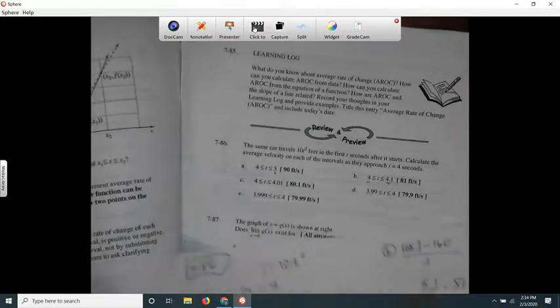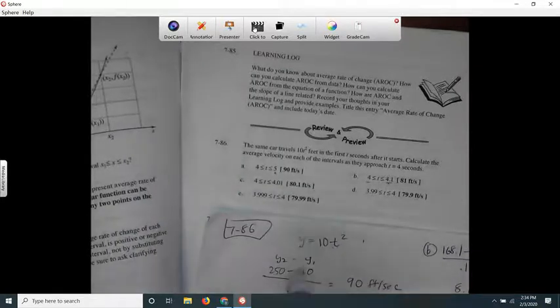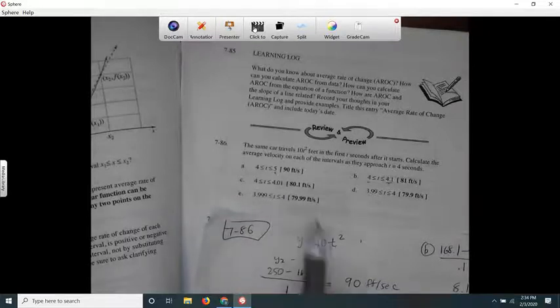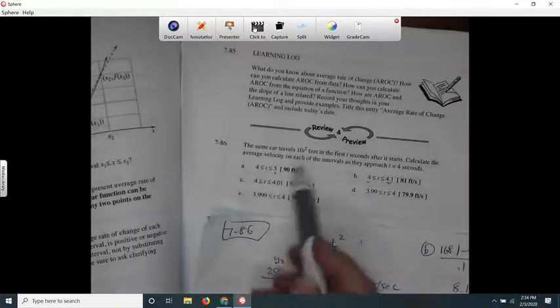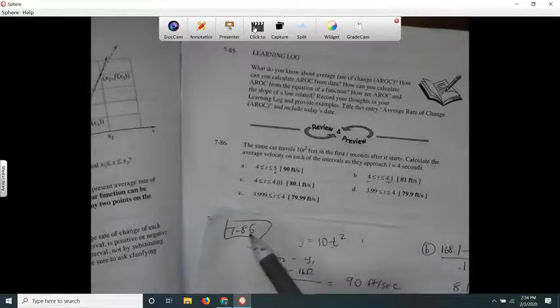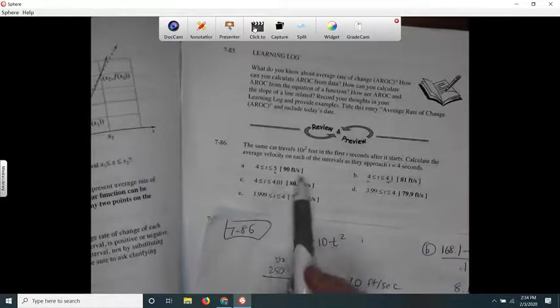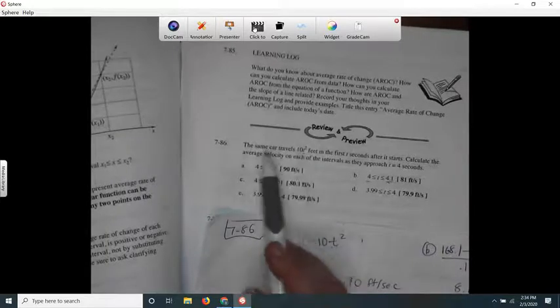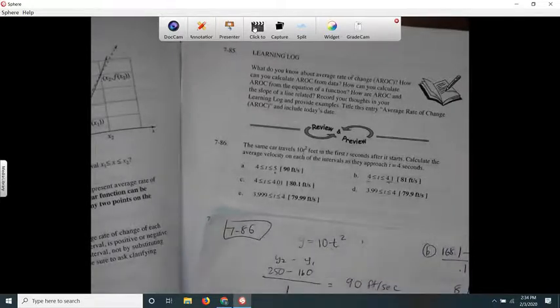So do you get the idea? You just go change in y over change in x. So for the change in x, you just take this thing, take away this thing. And then for the change in y, you plug this in up here. Okay, does that make sense? Okay, we're going to let you guys do the rest of those on your own.